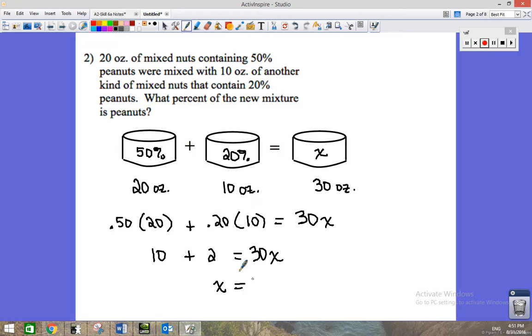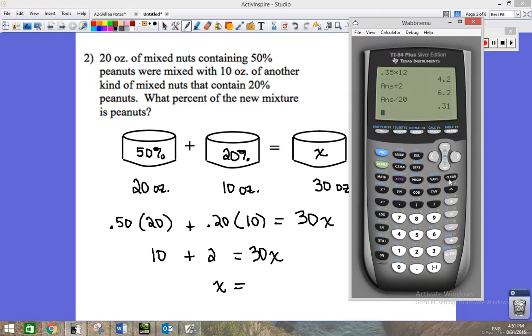Let's go to the calculator and see what 12 divided by 30 is. I divide both sides by the coefficient that's in front of x. So, 12 divided by 30. Now, I'm expecting an answer that's between 20 and 50. If I've done everything correctly, there's no way that this percent is going to be less than 20 or greater than 50. Let's see what it is.